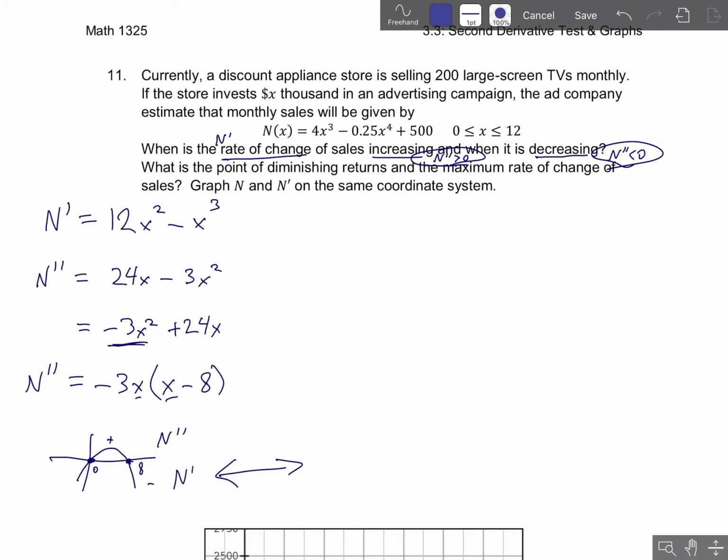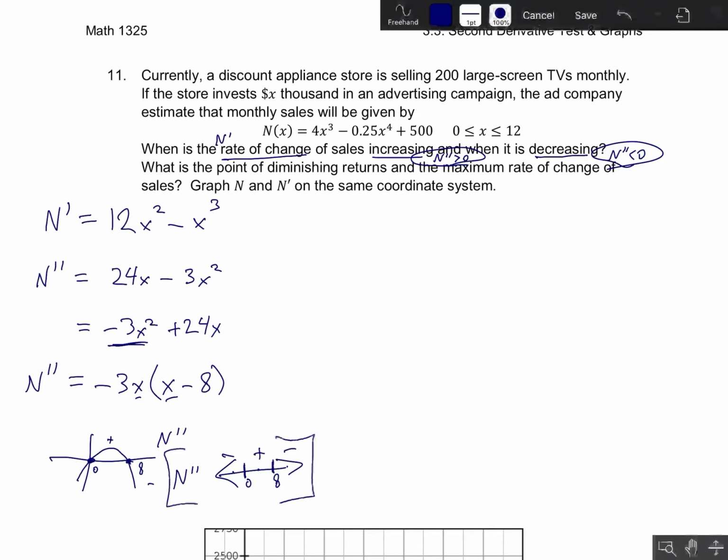But you could also determine the same information by making a little sign chart for n double prime if you wanted to. We just found the two inflection points at 0 and 8. And you could plug in specific values in each of these subintervals to see that n double prime is negative and then positive and then negative. So if you prefer using this little sign chart method, that's fine. But you should have at least at some point seen how to graph quadratics. And that can help when doing some of these problems.